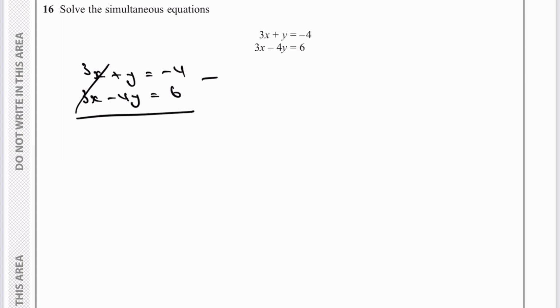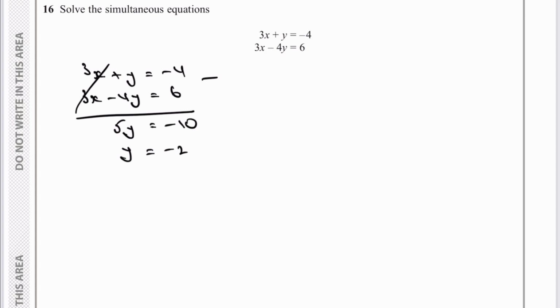So I've got two minuses together which make a plus, so that's going to be y plus 4y, which is going to give me 5y. And then I've got minus 4 minus 6, which is going to be minus 10. Okay, I'm going to divide through by 5 and I get my first answer, which is y equals negative 2.